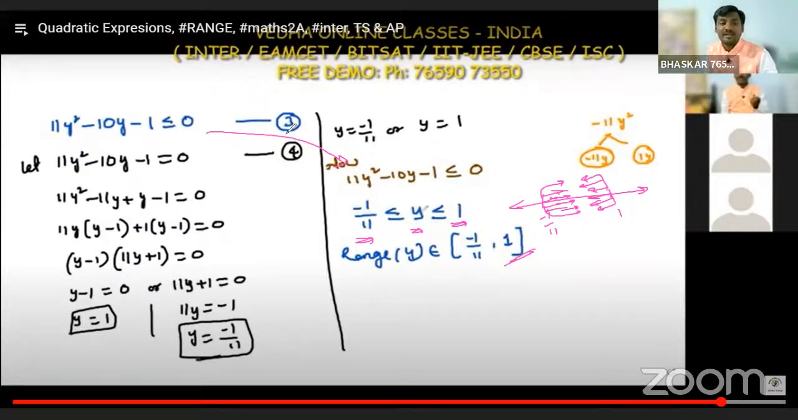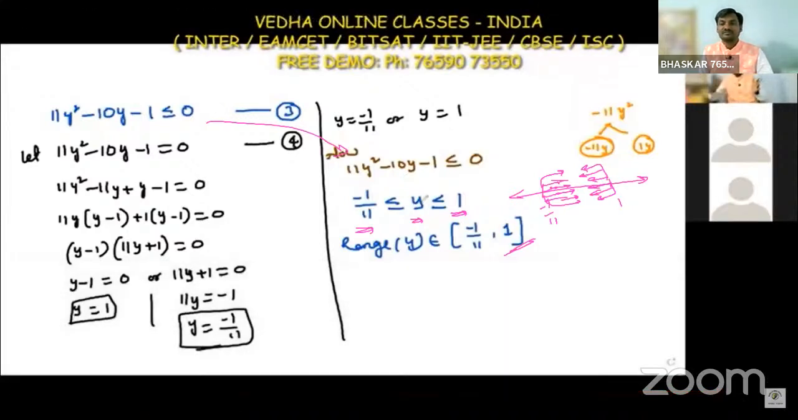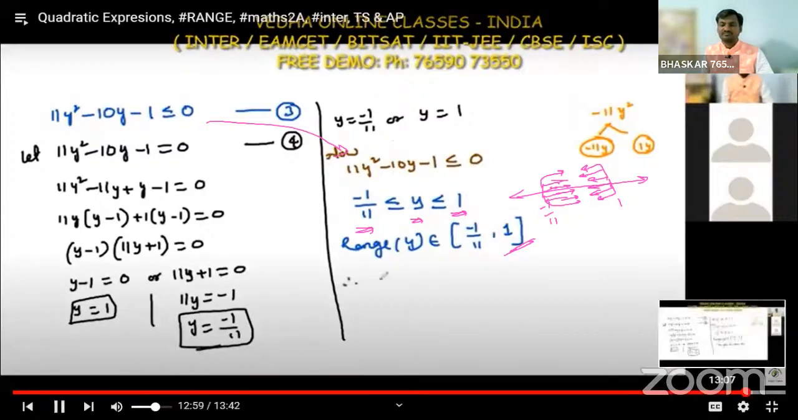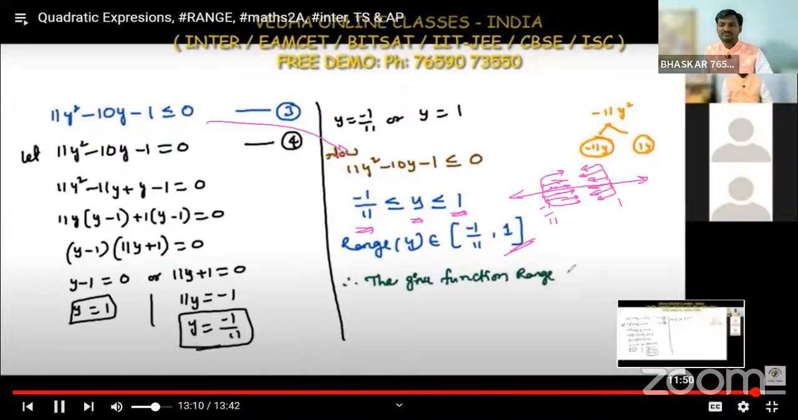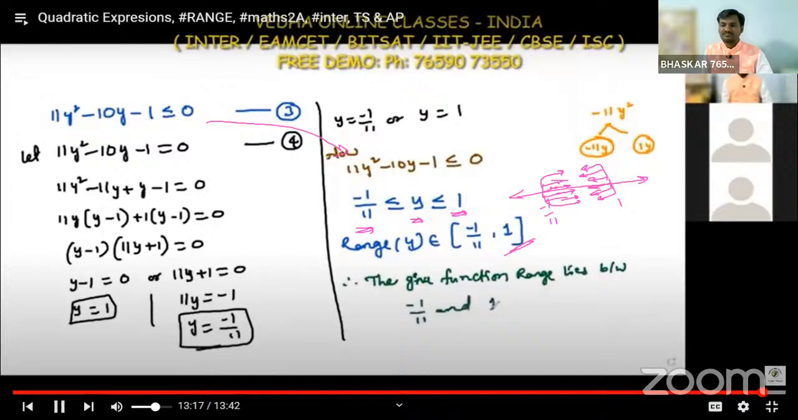And particularly, what is the question asking, what does it mean here? It starts from minus 1 by 11, and we can take the values of y, or range values, up to 1. Less than 1 and more than minus 1 by 11, means it lies between minus 1 by 11 and 1. Therefore, what is the final answer here? The range of the given function lies between minus 1 by 11 and 1.